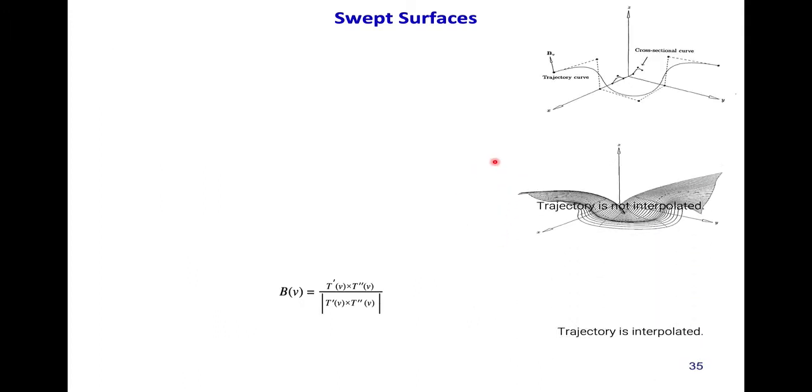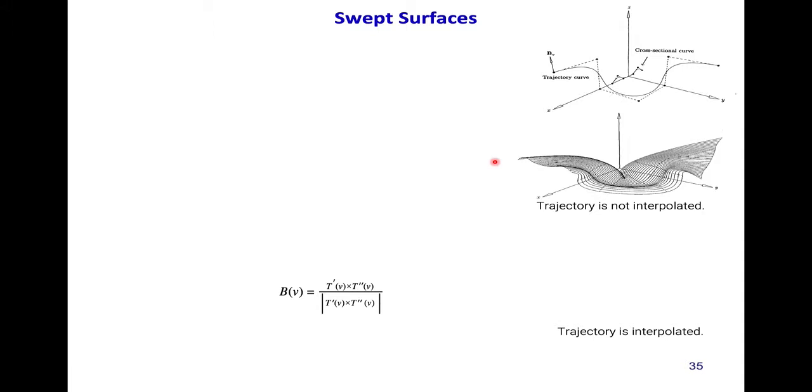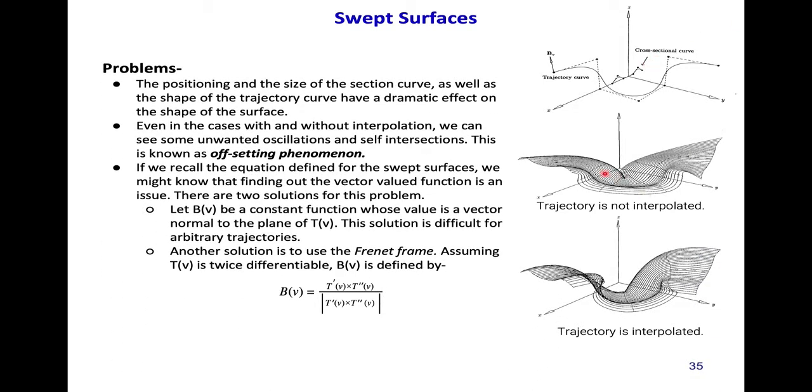And next, let us look at how the surface will be formed when a three-dimensional trajectory curve is used. That is, in the previous examples, we have used planar trajectory curve. So this is the trajectory curve. This is the cross-sectional curve that is passing through the origin. So this is when the trajectory is not interpolated. That is the second strategy. This is when the trajectory is interpolated. That is using the first strategy. So these are the examples for the three-dimensional trajectory curves.